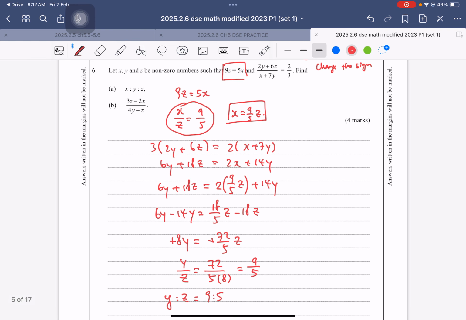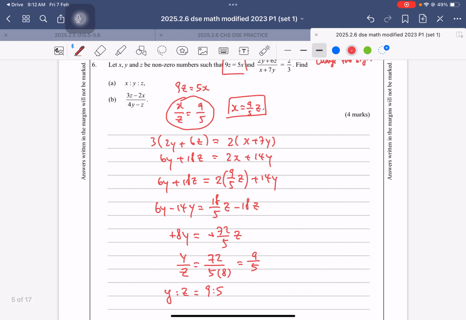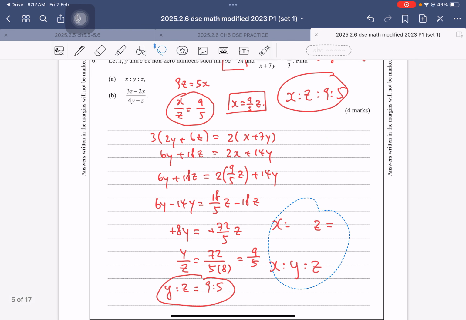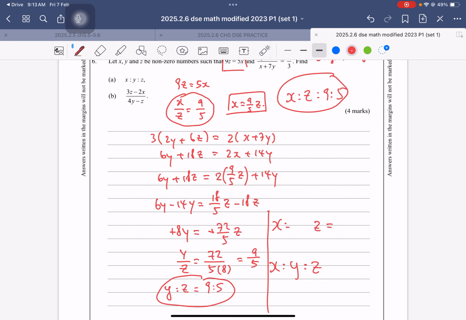So now we have x to z is equal to 9 to 5, isn't it? And we also have y to z equal to 9 to 5. So Ria, what's the next step? You combine them together. So you try to write down x to y to z, isn't it? I write it here. x to z is equal to 9 to 5, and also y to z is equal to 9 to 5.